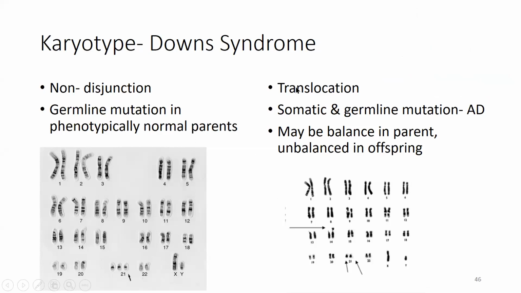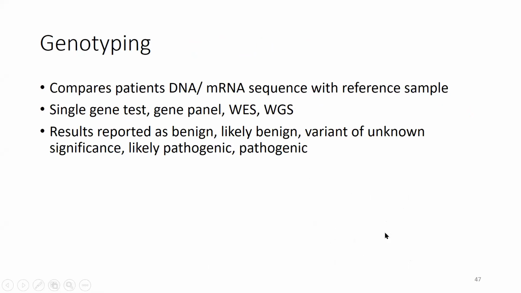Now this one is the one that is associated with advanced maternal age. Translocation Down syndrome is inherited in an autosomal dominant fashion, so that the likelihood of it recurring is actually 1 in 2 in subsequent pregnancies. So the phenotype is the same, but the chromosomal abnormality is different and the modes of inheritance are different.